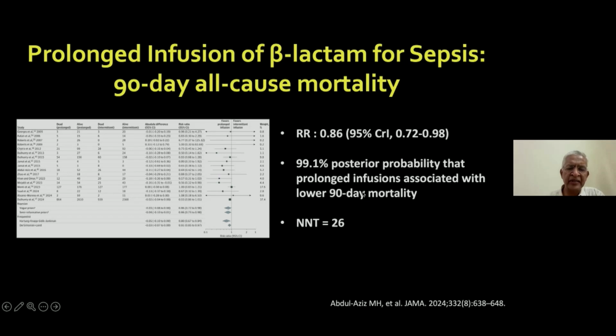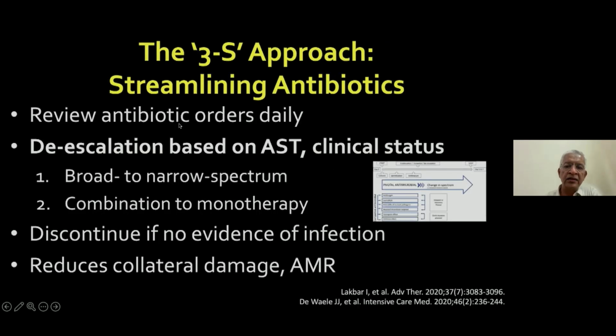So in a sick patient in the ICU with a diagnosis of sepsis or septic shock, prolonged infusion of beta-lactam antibiotic saves lives. And the number needed to treat is 26. Very impressive. That's the forest plot and the summary relative risk ratios.